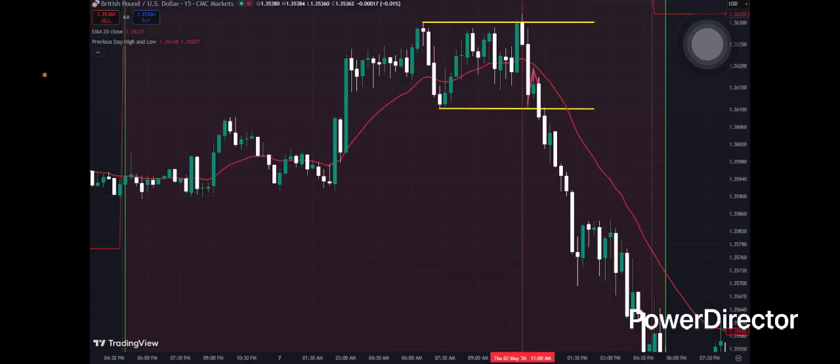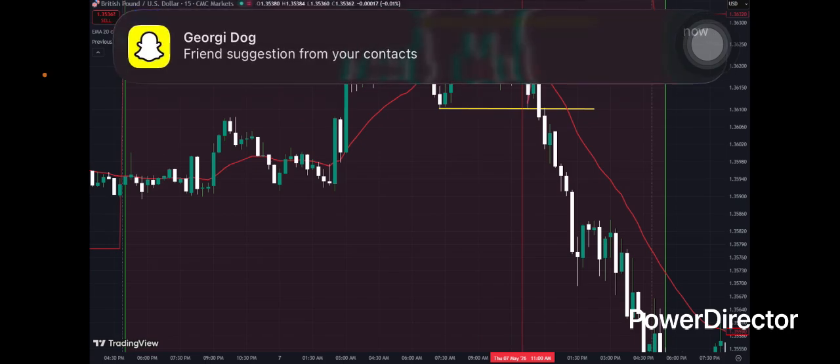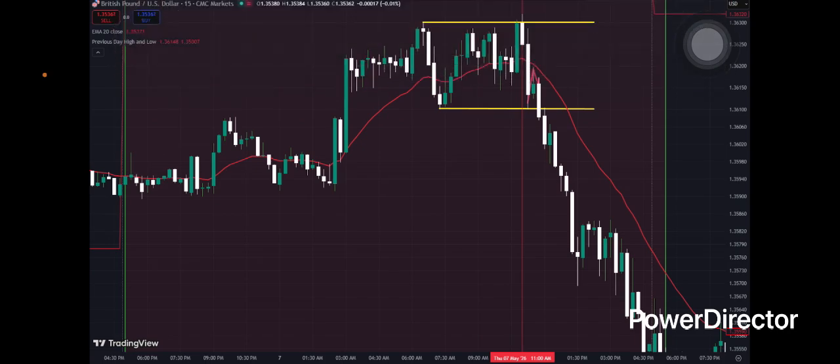Price is always in a box. So when we say we're looking at the monthly high and low, that's the monthly box. If we're looking at a daily high and low, that's the daily box. When we're looking at the most recent high and low, we're sometimes looking at session highs and lows. But we're looking at a box on the day.